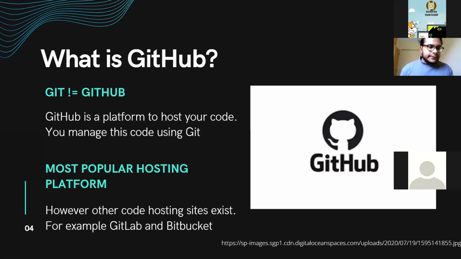So what is GitHub? I've noticed people often confuse the two terms, Git and GitHub. They're not the same thing. GitHub is a platform to host your code and you manage this code using Git. So think of this as Git is to GitHub what videos are to YouTube, right? You can't have YouTube without videos, right? So that's how it is.